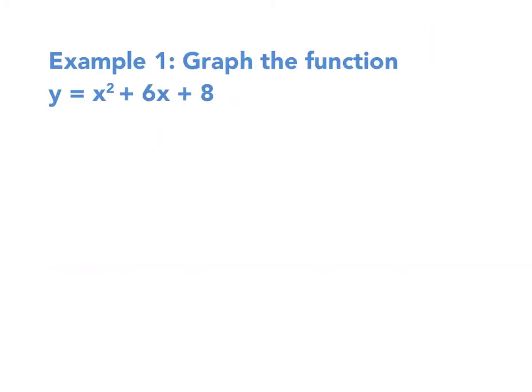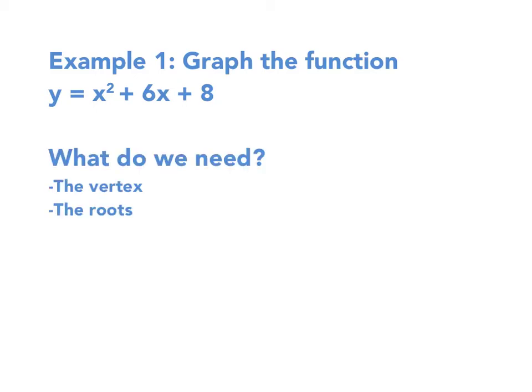So we have this first example: graph the function y equals x squared plus 6x plus 8. Now I know you can make your xy table and then plug the values of x in and evaluate for y and then graph those points, but there's a quicker way that I'm going to show you. So what do we need? To graph, we need the vertex and we need the roots. I'm going to show you how we find the vertex, and you know from yesterday's video how to find the roots.